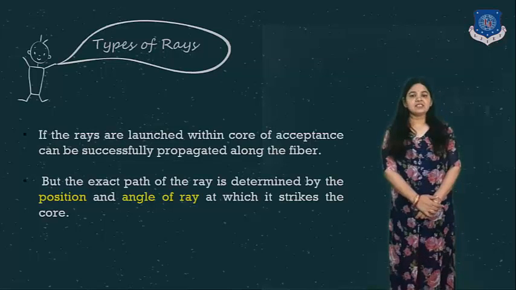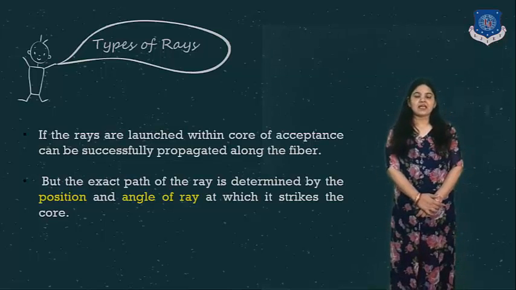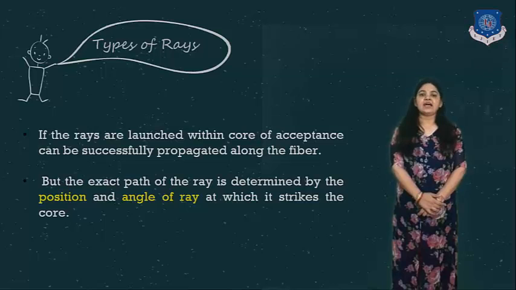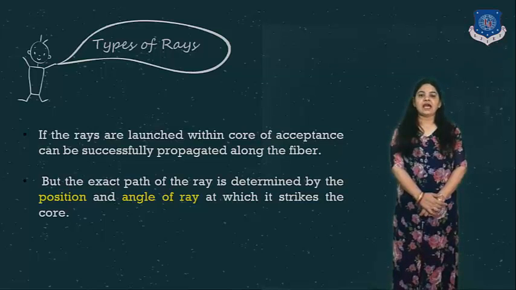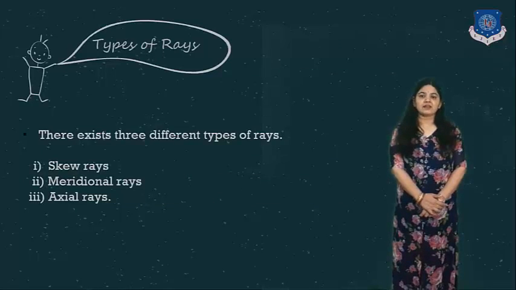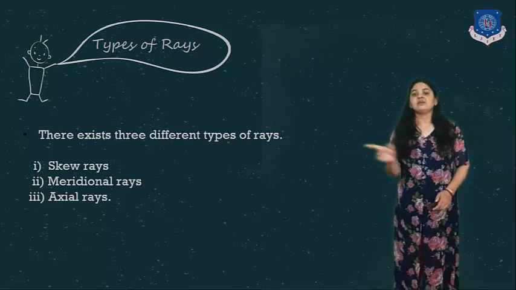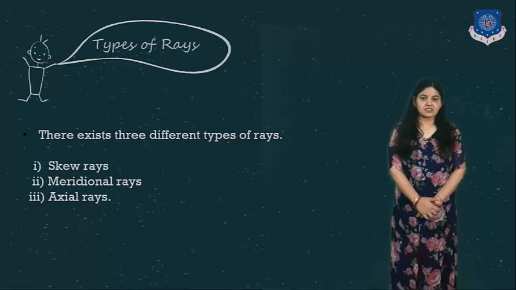Now, rays launched within the core's acceptance angle can be successfully propagated along the fiber. But the exact path of the ray is determined by the position and the angle at which it strikes the core. That is why, according to that, there are three types of rays: skew rays, meridional rays and axial rays.